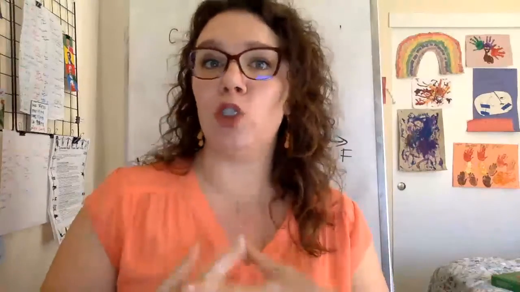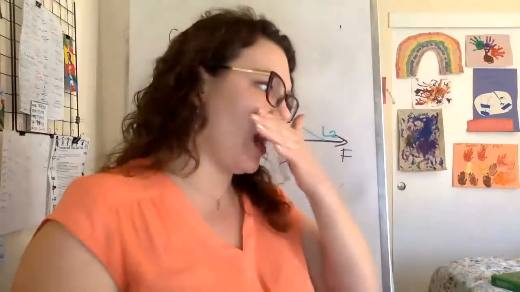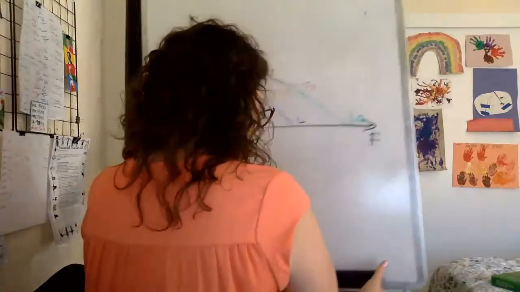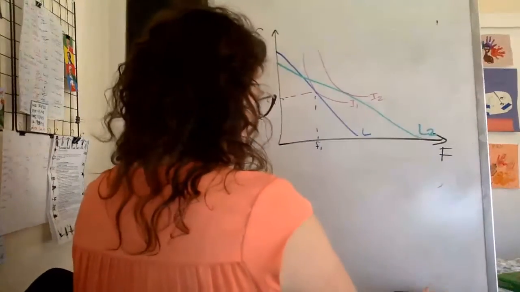Hey everyone, as promised, this is how to solve problem 14 in the chapter 4 homework for my Econ 1B students. This is another one of our consumer choice problems, right? Looking at utility curves and how to find the optimal bundles and demand curves and constrained consumer choice.